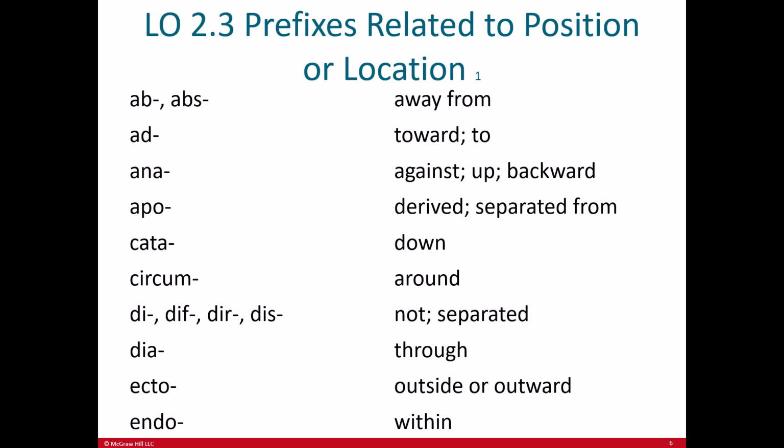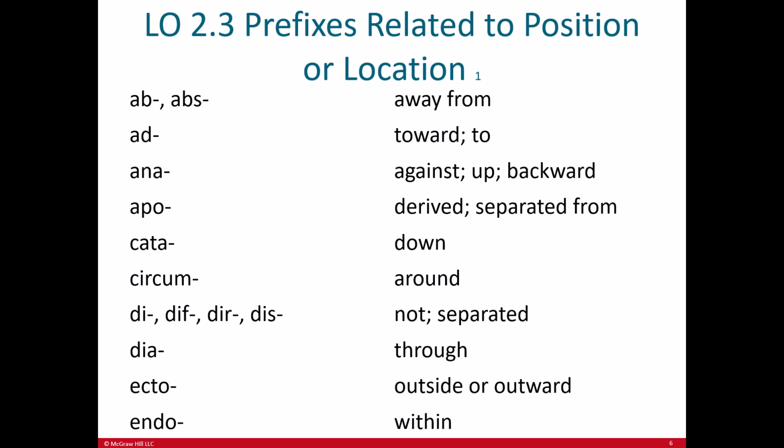And then we have ana, meaning against, up or backward. We have apo, which is derived from separated from, so it's both of those meanings. And then kata, which means down. Circum means around, think of circumference. Di, diff, dir, or dis all mean not or separated. So think of like if your shoulder is dislocated, that would be a good example of separated. Dia is through. Ecto is outside or outward. I always remember Ghostbusters and the little ghost dude who spits out the ectoplasm. It goes outward and outside.